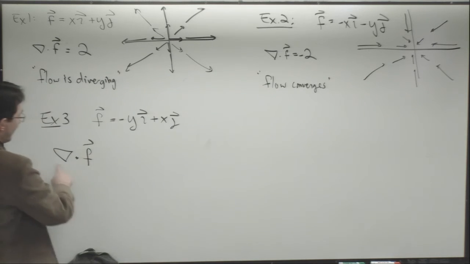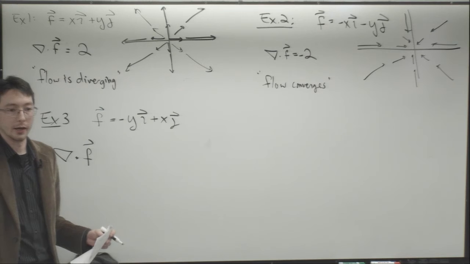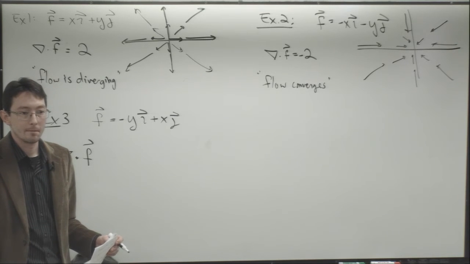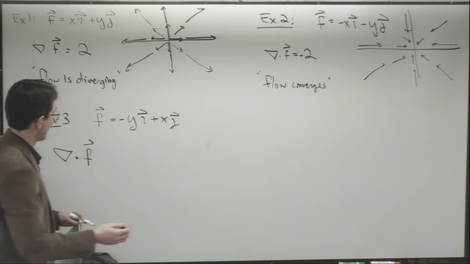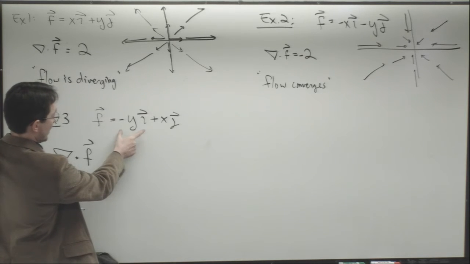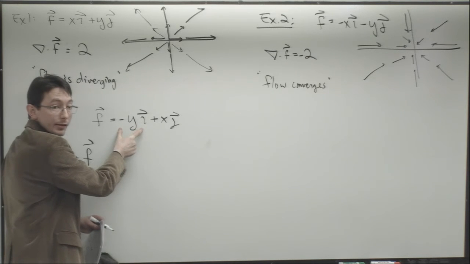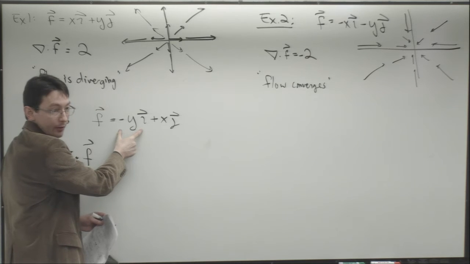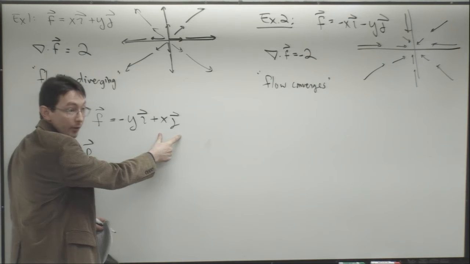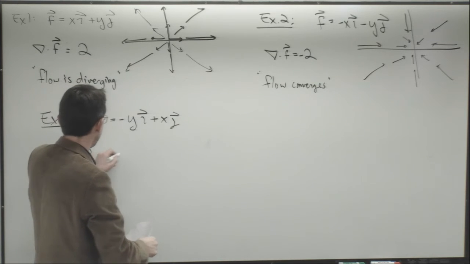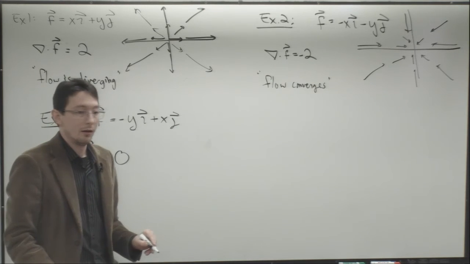Okay, so how do I compute this divergence of f? What's the first thing I do? Okay, I take partial x of the i component. So partial x of minus y is 0, plus partial of the j component with respect to y, which is also 0. So this divergence is 0.